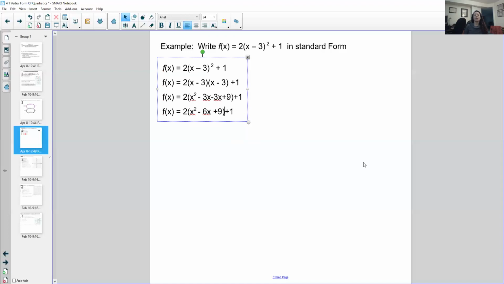Okay. And now I've got this part. I want to take the 2, and I'm going to distribute the 2 now into the brackets because I can't simplify anything else in here anymore. So I'm just going to take my 2 and distribute it.